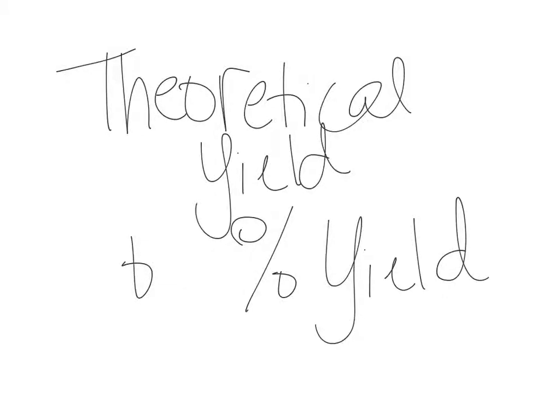Let's talk about theoretical yield and percent yield. So for our theoretical yield, we're going to start with grams. We're going to have a known amount of grams, and we're going to try to get to an unknown amount of grams. So this is just a mass to mass conversion. And then for percent yield, we're going to do our actual, what we get in the lab, over our theoretical, so what we got on paper, times 100.